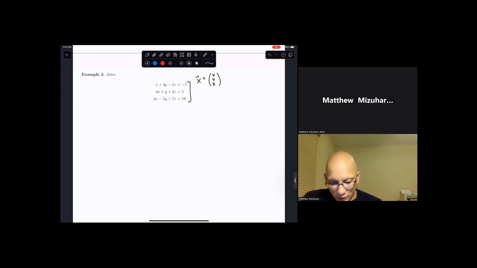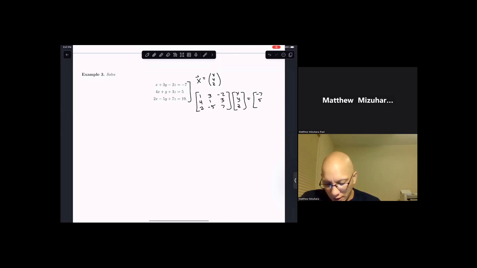You might remember that I can take this system of equations and rewrite it as a single matrix equation. The coefficients of that first row are 1, 3, -2. Then the next row, 4, 1, 3. And that last row, 2, -5, and 7, times that vector x. I'll write it out as x, y, z for clarity. That should equal the right-hand side, which is -7, 5, and 19.